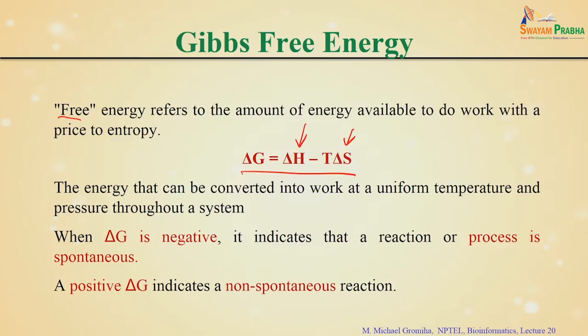We do not need any extra energy required to carry out the work. If it is positive, then it is non-spontaneous, and we need to give energy to do the work. This is the reason why, if you use this delta G, usually it is negative, right? In this case, it can do the work spontaneously. So, how do we interpret these delta H and T delta S to get the value of delta G?